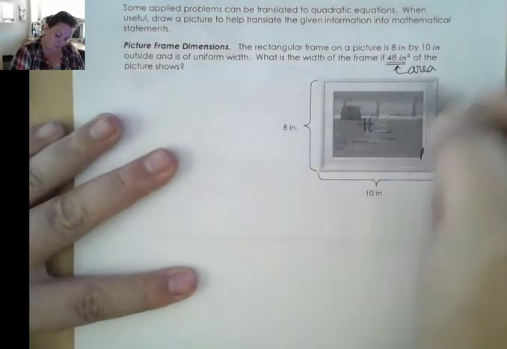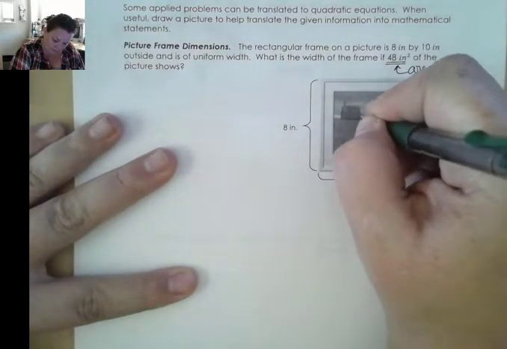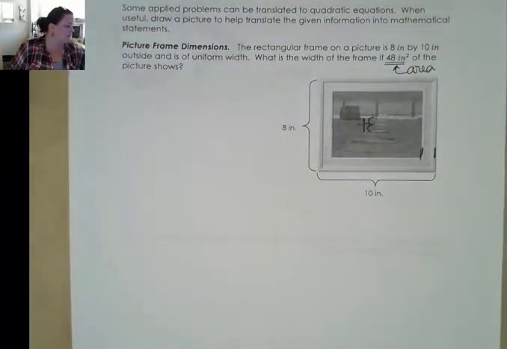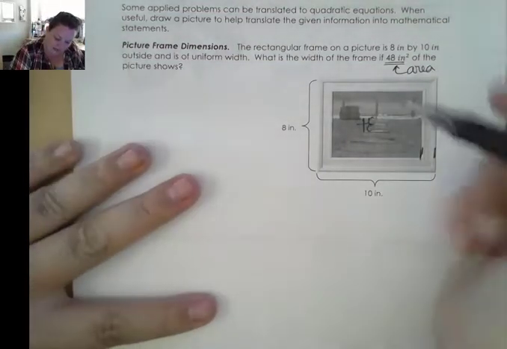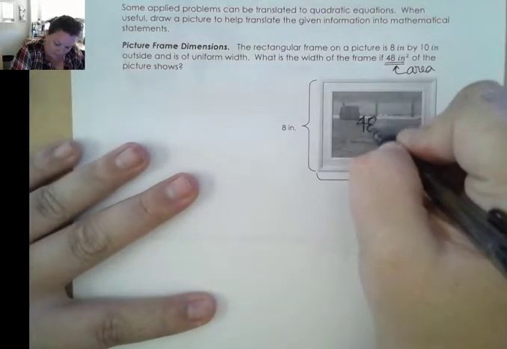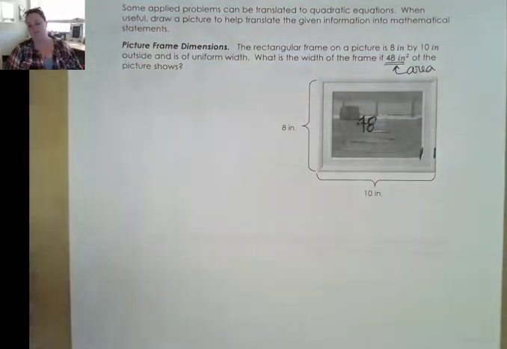I can hardly write in here. It's not letting me write on top of there. Let's try a different pen. I don't know if you can see that or not.